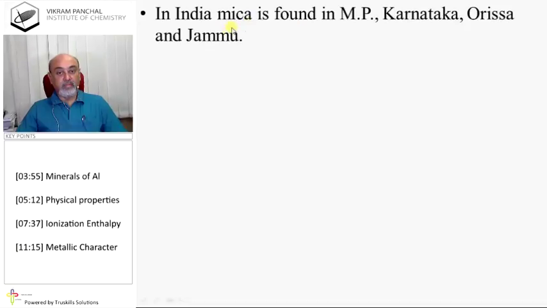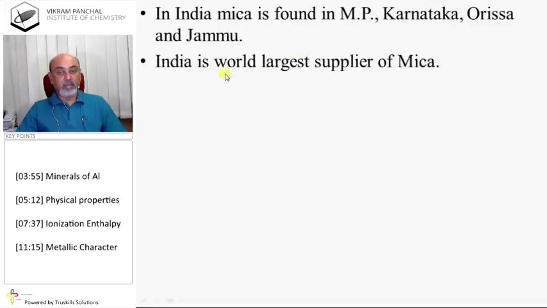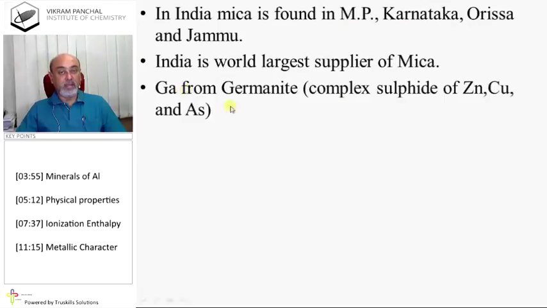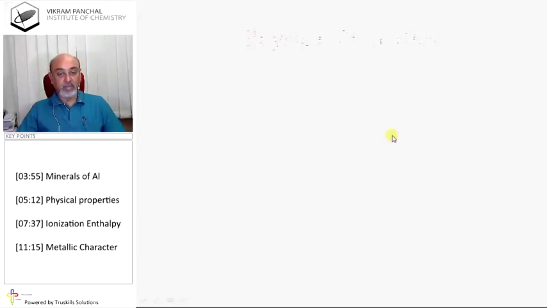In India, mica is found in Madhya Pradesh, Karnataka, Orissa and Jammu. India is the world's largest supplier of mica. Gallium is obtained from germanite, which is a complex sulfide of zinc, copper and arsenic. Indium is obtained from sulfide ore of lead.